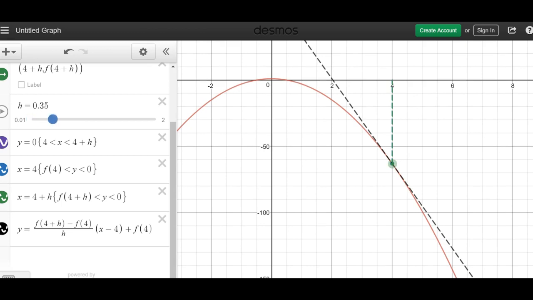Now, h can't be 0 in the difference quotient because it causes division by 0, but it is making its way towards 0. And we're basically getting a single point and a slope at a single point. That's the idea of instantaneous rate of change. The slope of this line, this black line, at any time is called the average rate of change. It's the slope between 2 points on the curve. But the instantaneous rate of change is when those 2 points converge and become a single point.